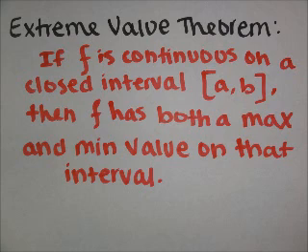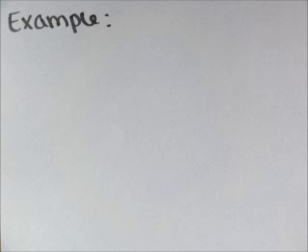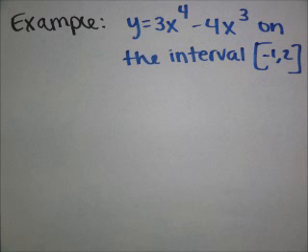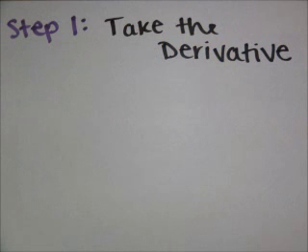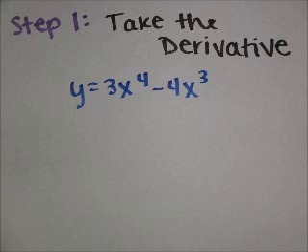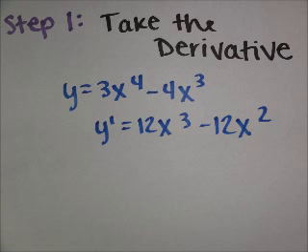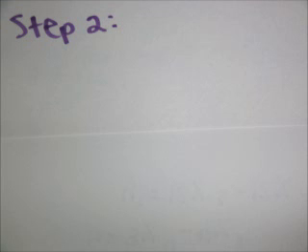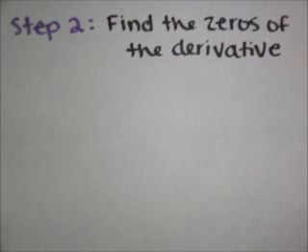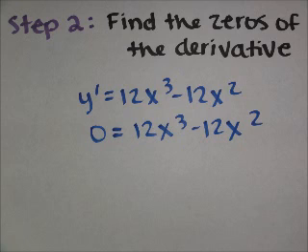For example, if you're given the function y equals 3x to the 4th minus 4x to the 3rd on the interval -1, 2, you can use the extreme value theorem like this. The first step is to take the derivative of the function, y equals 3x to the 4th minus 4x to the 3rd. We know that the derivative is 12x to the 3rd minus 12x squared. Then you will want to find the zeros of your derivative, or set your derivative equal to 0. In doing so, you find that your x's are 0 and 1.